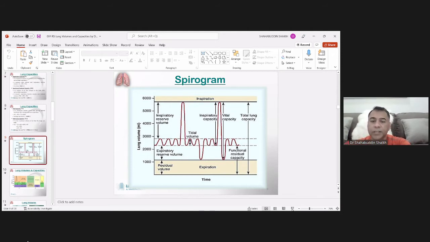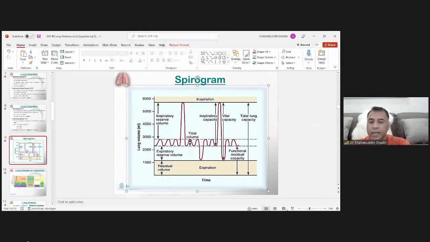Let me point out. Let's give this chart some time. It's not going.